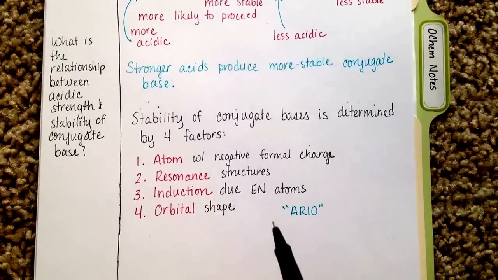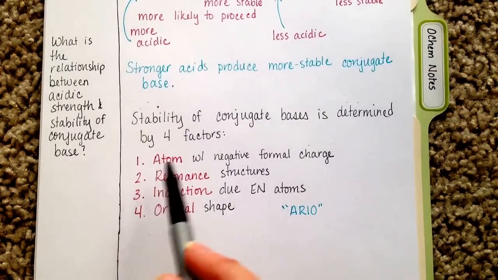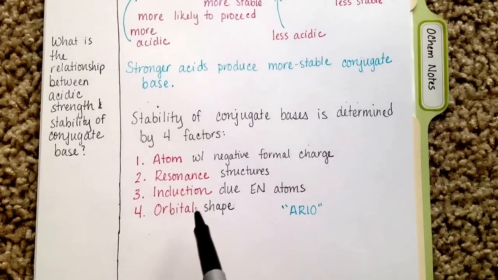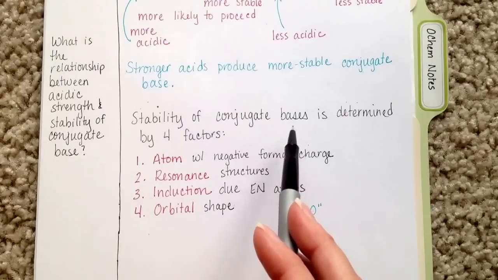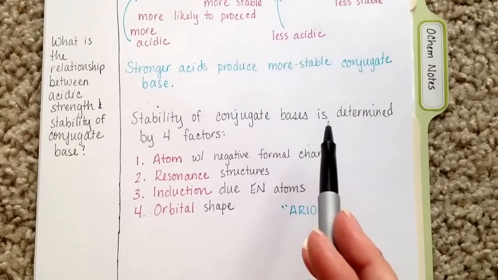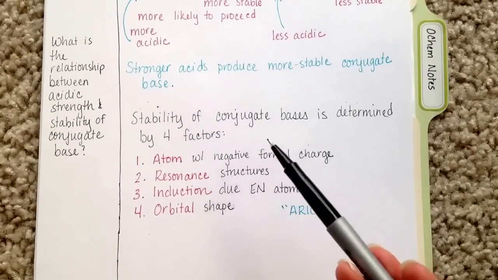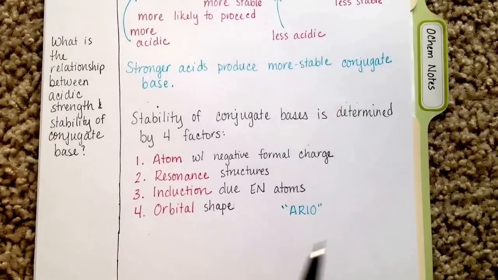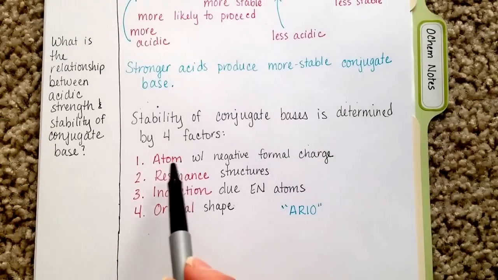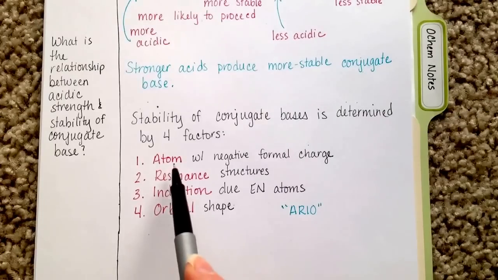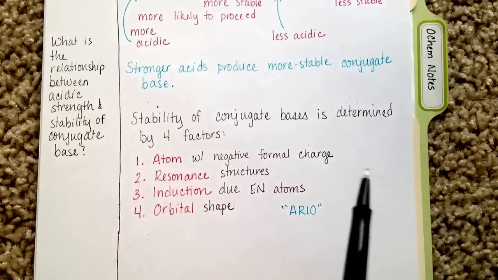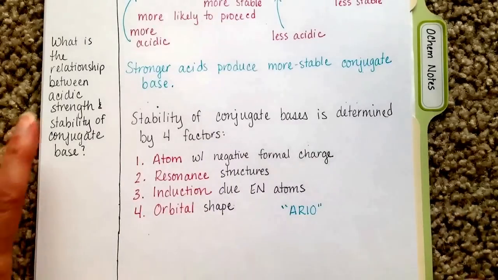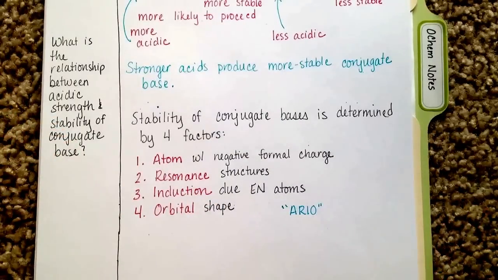So in this video, we're going to be looking at exactly how to apply this REO trick to help us determine the relative stability of conjugate bases, which will ultimately be used to determine the strength of acids without using pKa values. So with this REO trick, the 4 steps, atoms, resonance, induction, and orbital, we take them in order, which means that the very first thing that we look at when we're comparing two conjugate bases is the atom that bears the negative formal charge. That's our first step.